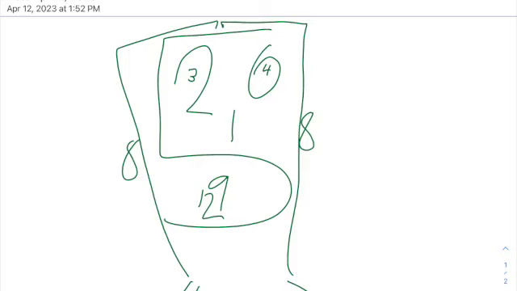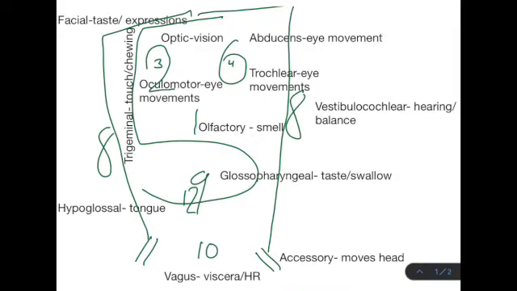This picture represents a way to remember the 12 cranial nerves. If it's labeled, the picture looks something like this, where we can understand what those nerves are and what they do. So how do you draw a picture like this to help you remember?